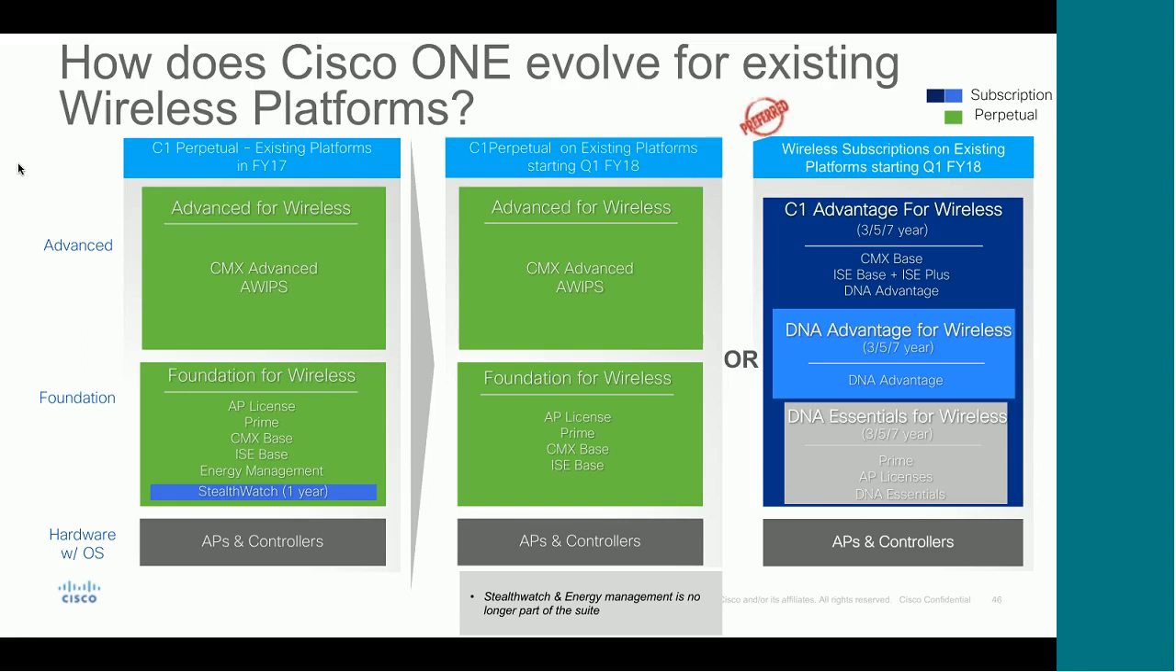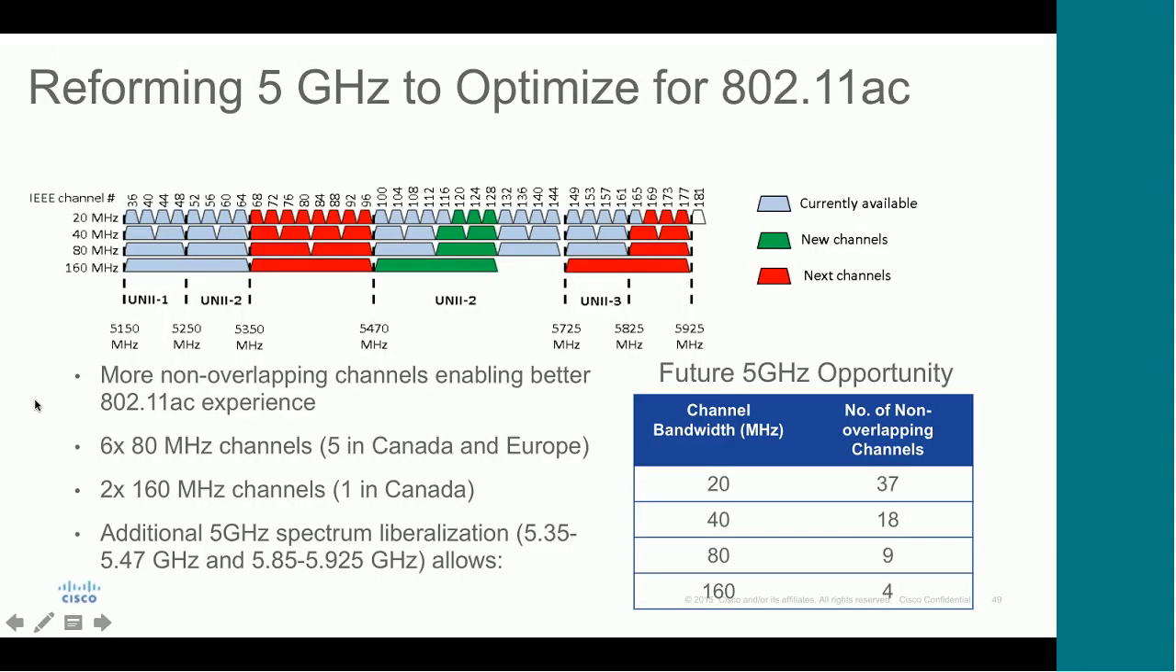The payment scheme just becomes much easier. In terms of the different options for DNA, you have DNA Essentials, which comes with all of the base wireless features, along with the right to use the APs and Prime Infrastructure for your management. DNA Advantage for wireless adds additional capabilities on top of your wireless infrastructure. And then you have Cisco One Advantage for wireless. This is where one of the biggest values comes in for your subscription offer.